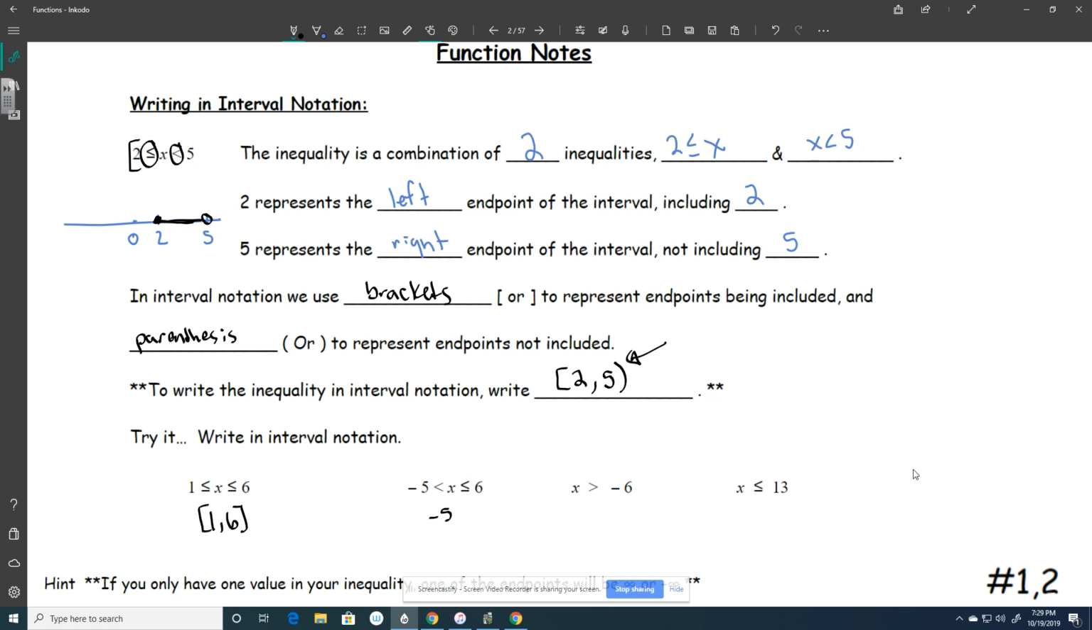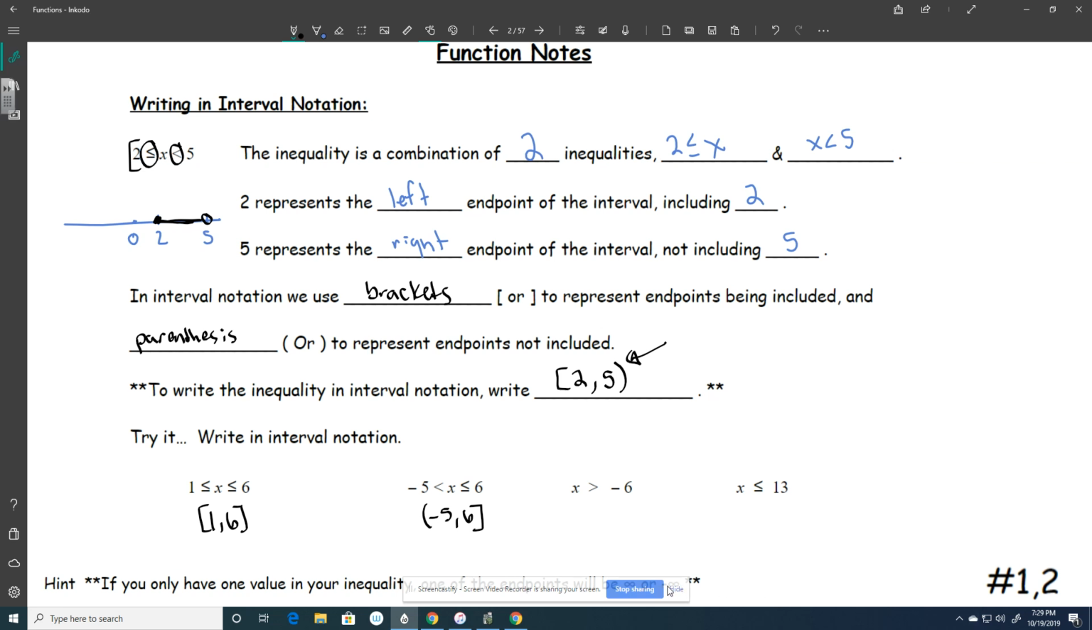So I'm in between -5 and 6. But this time I don't include -5, so I put a parenthesis, but I do include 6, so I put a bracket on the right-hand side. Okay. Sometimes you'll get one like this: x is greater than -6.